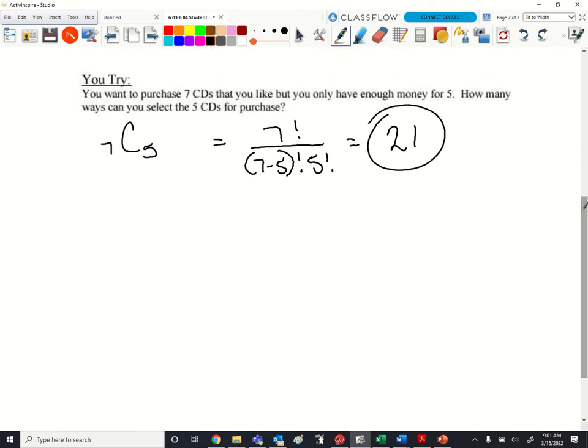So 21 is my final answer. Now, you guys got any questions? Is this pretty easy now? Yeah. Oh, what's up? Divided by? Yeah, just like that. Because it's 7 times 6 is 42, divided by 2, because 2 times 1 is 2.